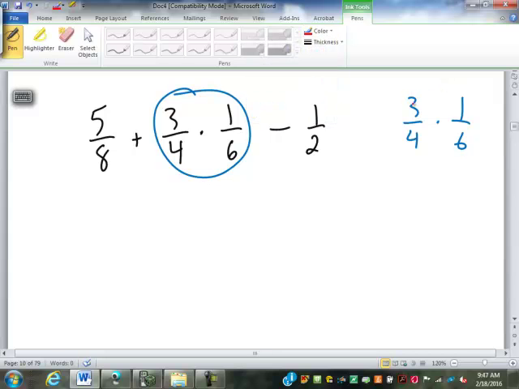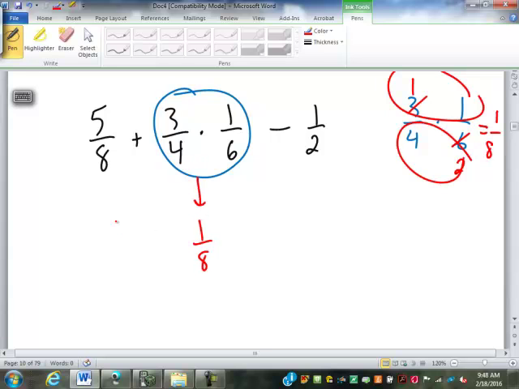We can cross cancel to give us 1 and 2. 1 times 1 is 1. 4 times 2 is 8. So this becomes 1/8. So 5/8 plus 1/8 minus 1/2. Then what?